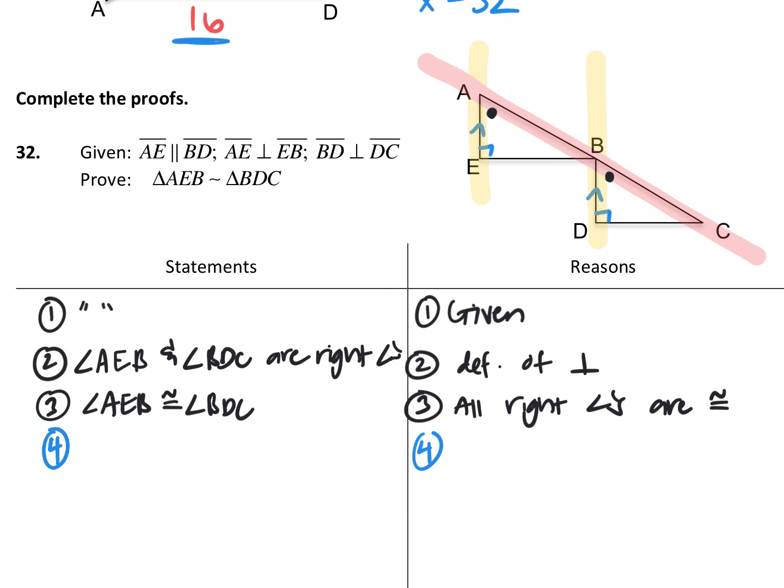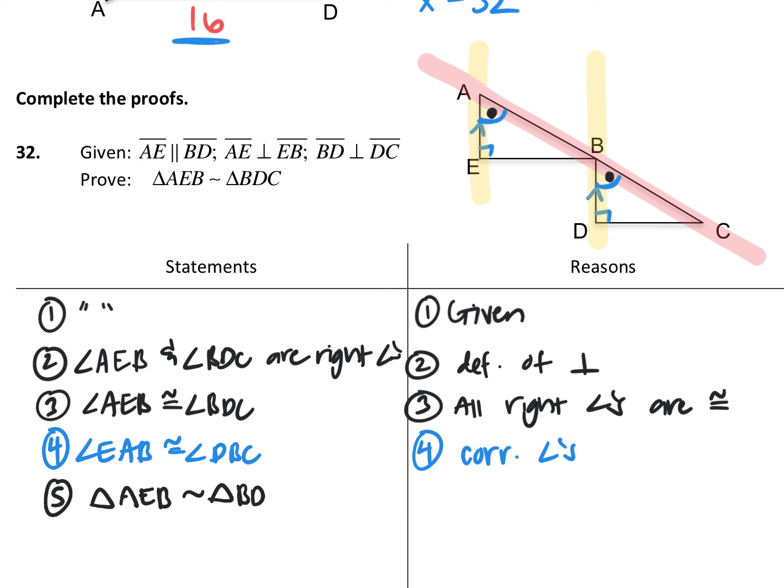Okay, so step number 4, I need to go ahead and say that this angle up top is congruent to this angle down below. So we'll say angle EAB is congruent to angle DBC. I can't just say angle A and angle B because there's other angles that correlate to angle B. Okay, and then we can go ahead and say the reason that these are congruent is because they are corresponding angles from my pair of parallel lines. Okay, and then now that we know we have two angles that are congruent, my last step is to say that triangle AEB is similar to triangle BDC by angle-angle similarity.